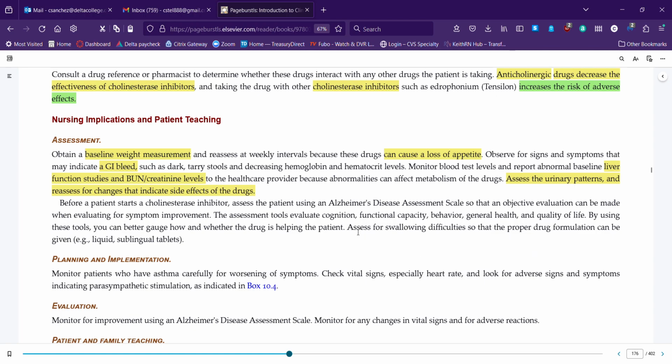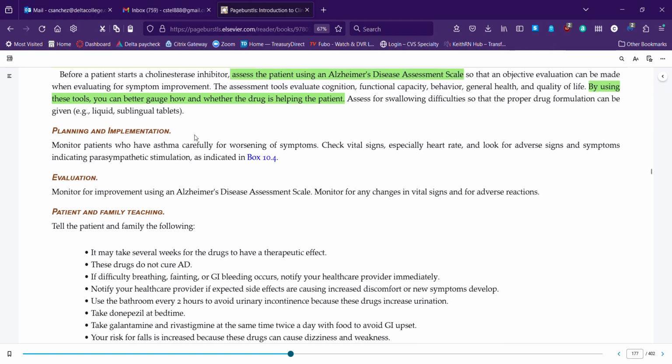Also, before the patient starts on the cholinesterase inhibitor, you want to assess the patient using the Alzheimer's disease assessment scale. So you want to know where they are before they start, right? And this assessment tool will be used to gauge whether the drug is being helpful or not. So if you don't have a starting point, remember we always have to have that baseline. If we don't have that baseline, we don't know if the drug is working or not.